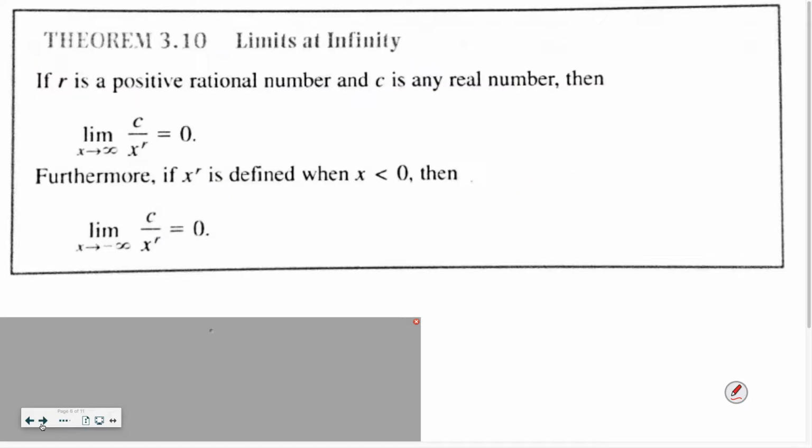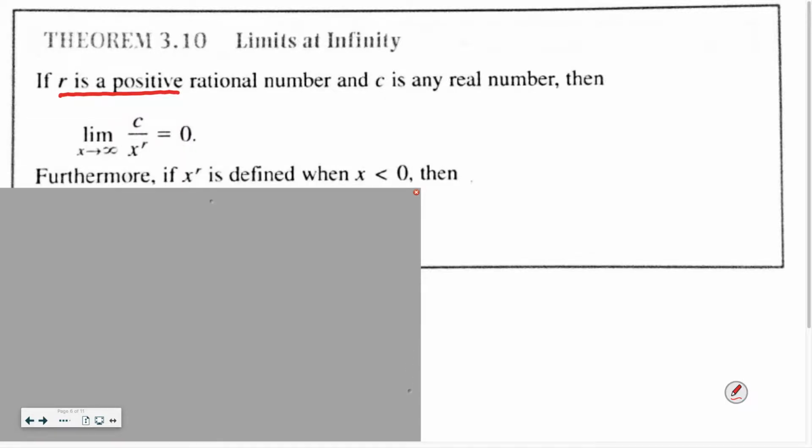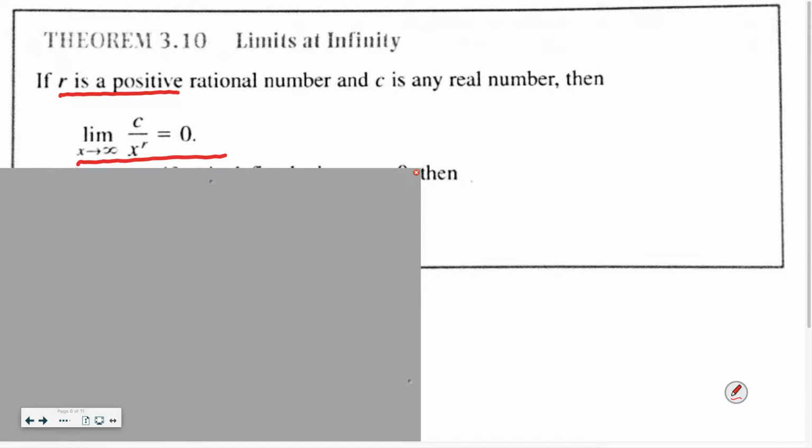All right. So here we go. Just for simplicity, r is positive, and then write this right here. So c is a constant. r is positive. A constant over x to the r. As we go to infinity, it says that limit is 0.